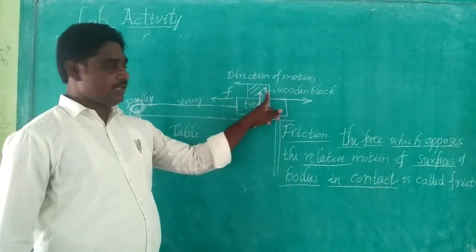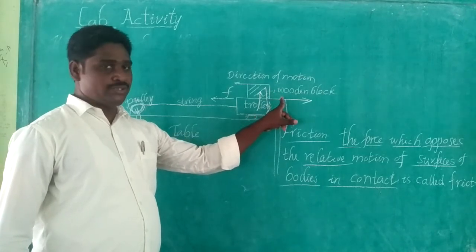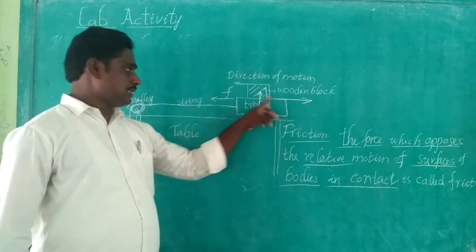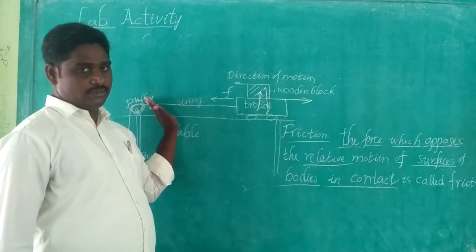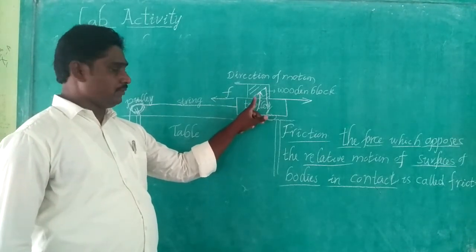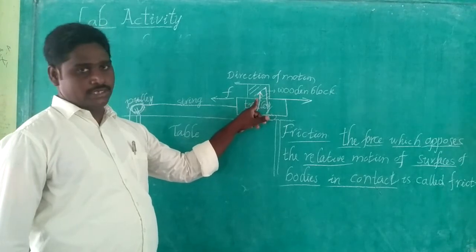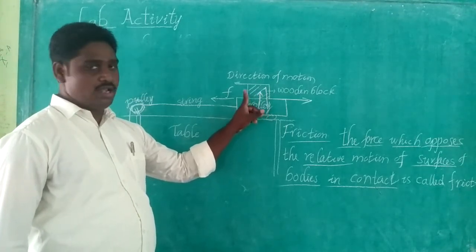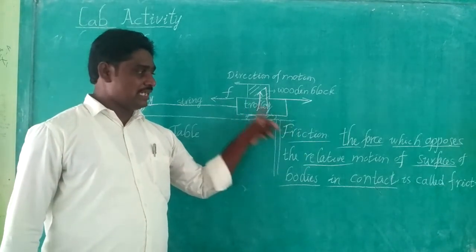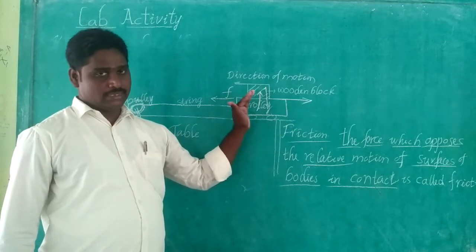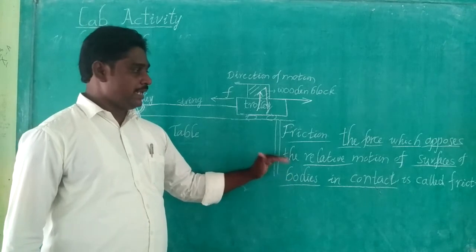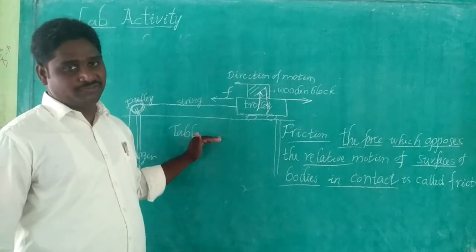Here, the wooden plank comes into motion in the left direction, but the stand is moving in the right direction. But here we observe the relative motion of the surfaces of two bodies in contact. This force is called friction force. Once again, the friction force is defined as the force which opposes the relative motion of surfaces of bodies in contact.